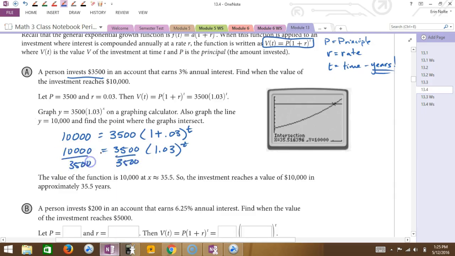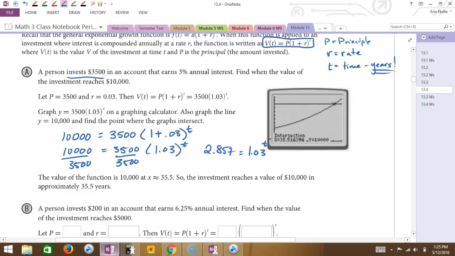So help me out, you guys have a calculator. What's 10,000 divided by 3,500? 2.4 something. Something like that. 2.85. 2.857? Okay, all right.